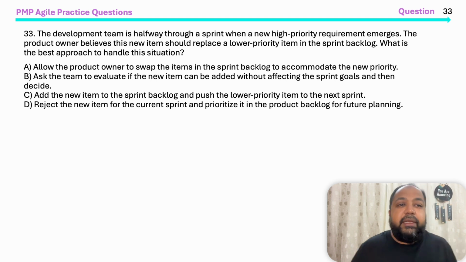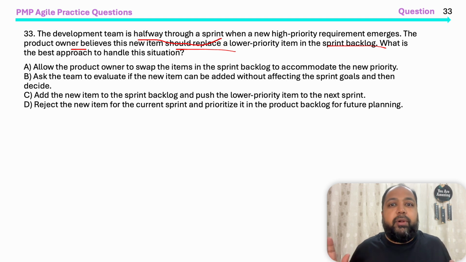Question number 33. The development team is halfway through the sprint when a new high priority requirement emerges. In the middle of the sprint, something new has emerged. The product owner believes a new item should replace a low priority item in the sprint backlog. He's saying this is high priority, replace something in the low priority. What is the best approach to handle the situation? This happens many a time. Now look at this question.